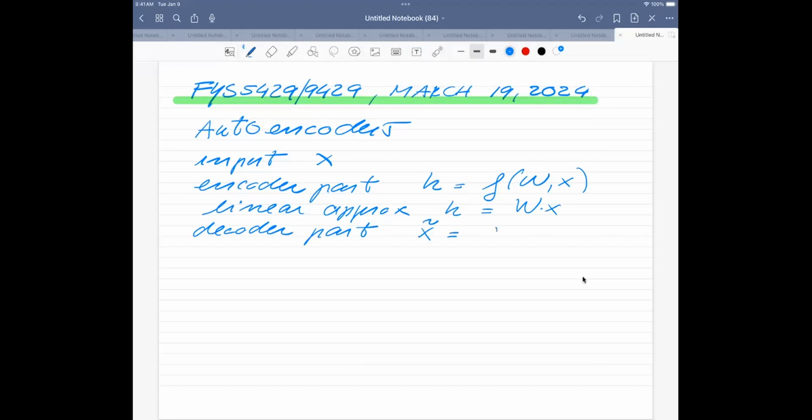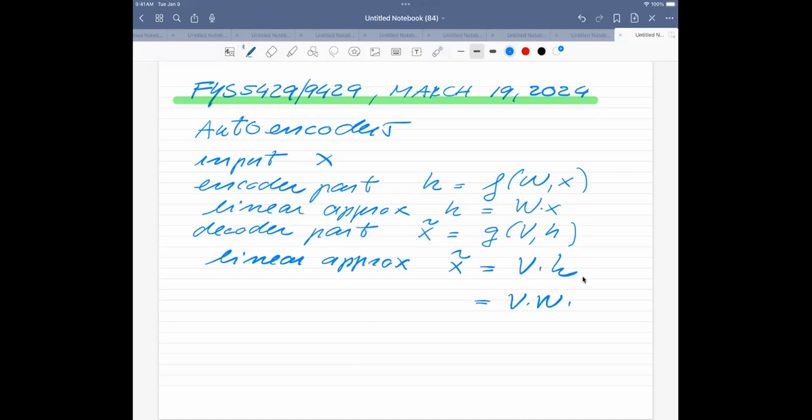So the decoder part is given by this function, and we have some unknown parameters, which we just call V. And if we again use a linear approximation, then we would have this X tilde given by V times this intermediate calculation H, which then transforms into V times W times X. And then the holy grail is to optimize the reconstruction error.